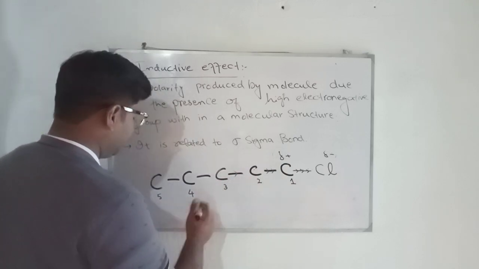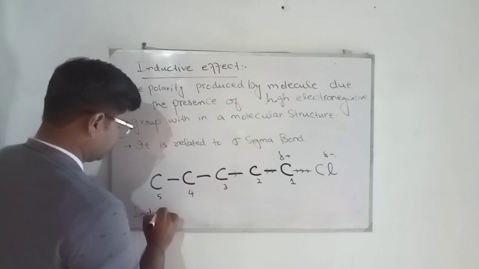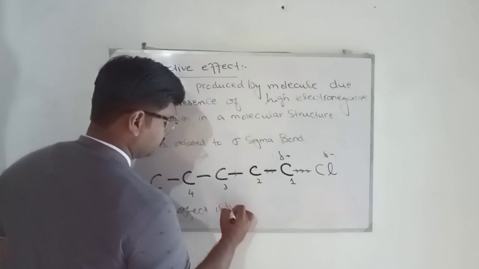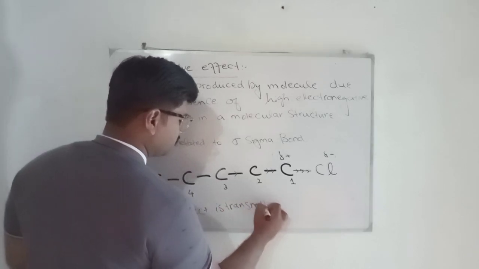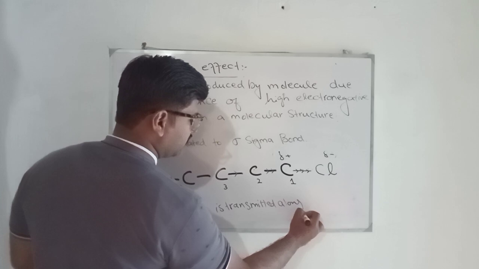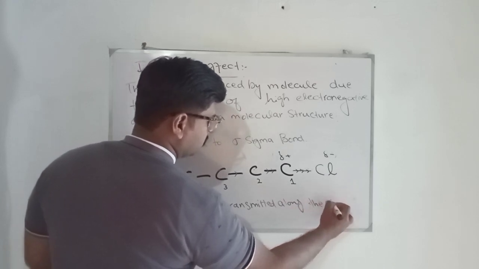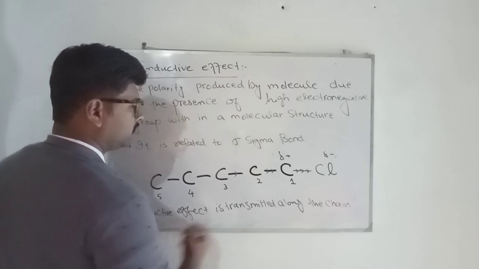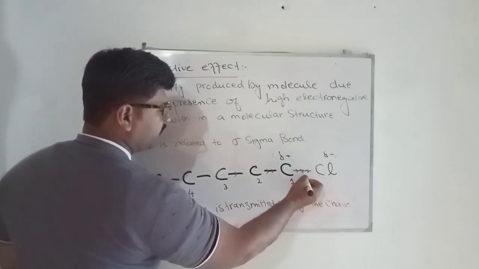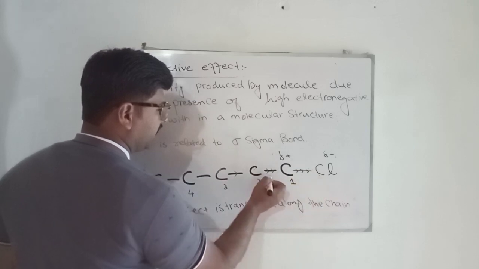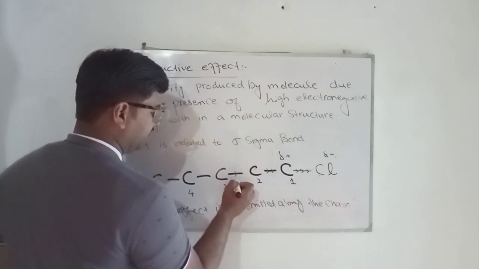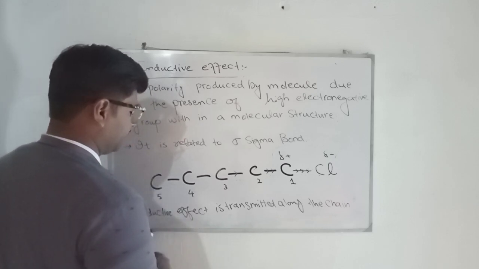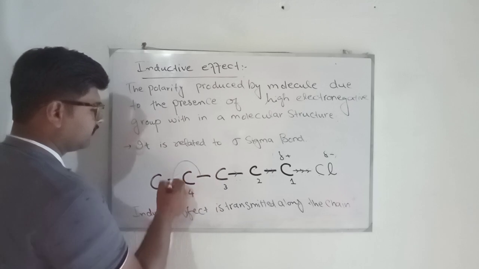Remember that inductive effect is transmitted along the chain of the carbon atom. So, the effect of this chlorine will influence this bonding pair. It will also affect this bonded pair and definitely this bonded pair. But the inductive effect is negligible after the fourth carbon.